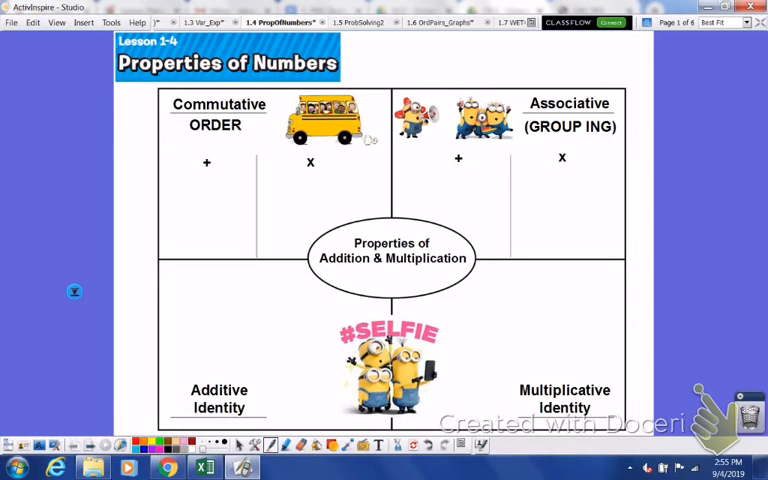All right, chapter 1, lesson 4. This one is all about the properties of numbers. We're going to talk about 4 different properties. The first one is our commutative property. This one talks about the order.